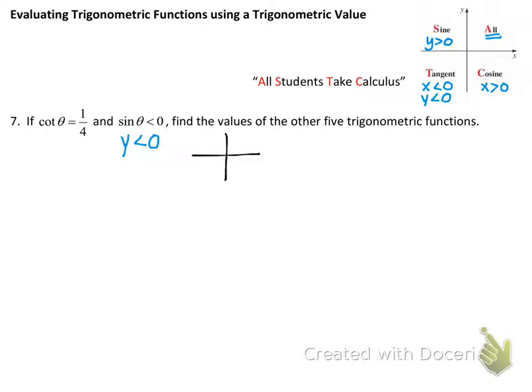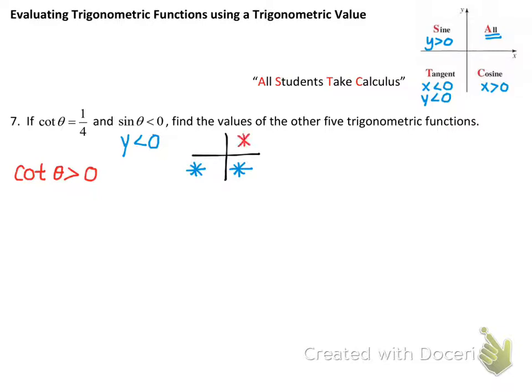So if y is less than 0, then that means we could be in this quadrant 3 or this one, quadrant 4. So now we need another piece of information. Now we're given cotangent. It's 1/4. So we also know that cotangent of theta therefore has to be greater than 0. And where does that happen?